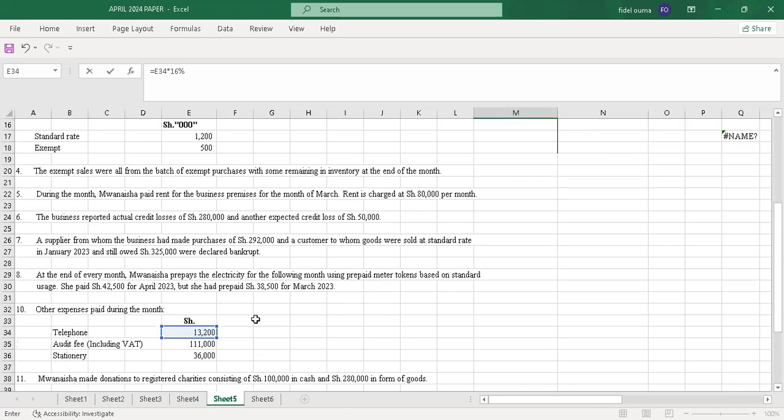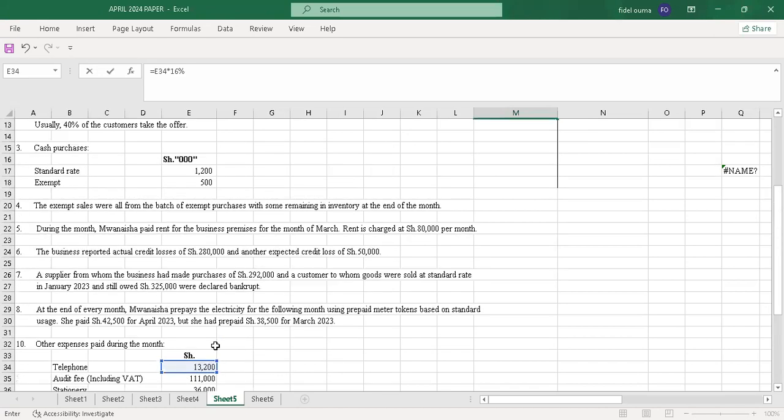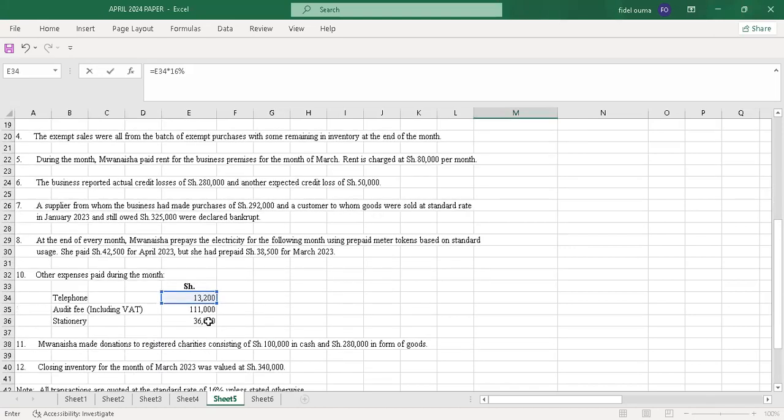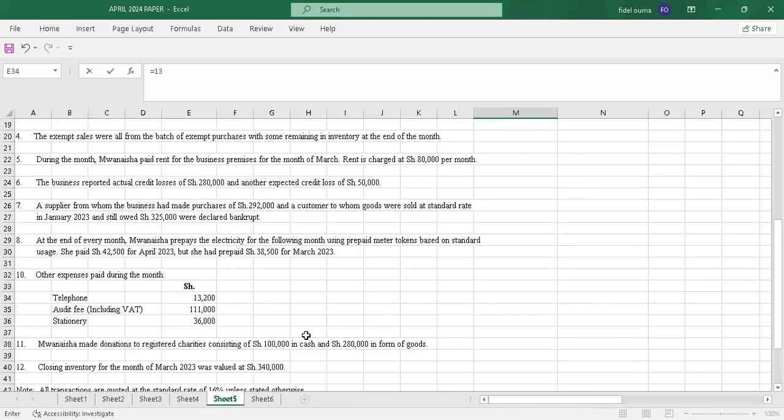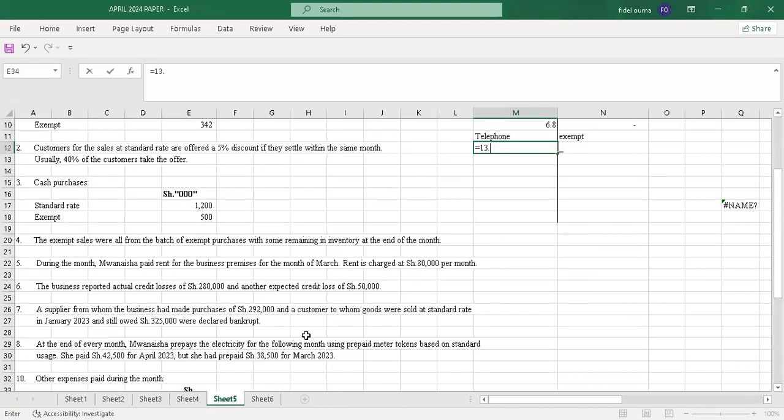But as you can see, telephone was in shillings, we were not given thousands. So I'll have to correct this. Let's say 13.2, because it's 13,200. So I'll put 13.2 when I multiply by 16%. So that's the VAT for telephone.